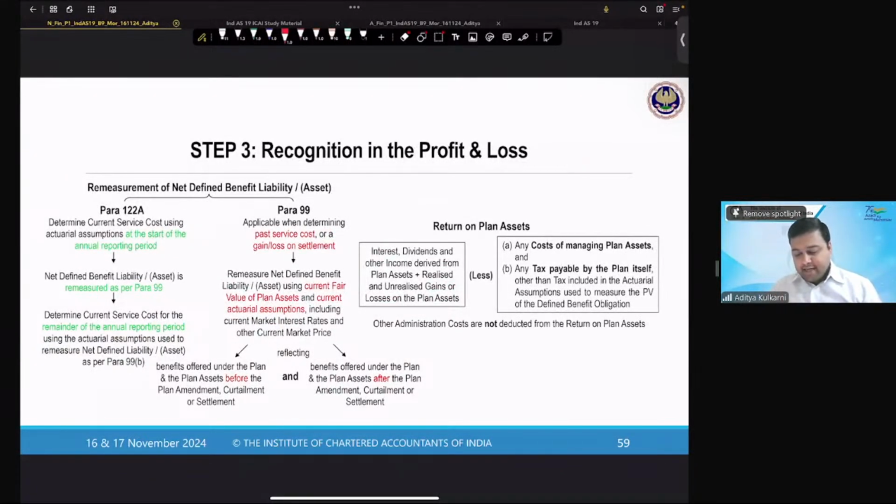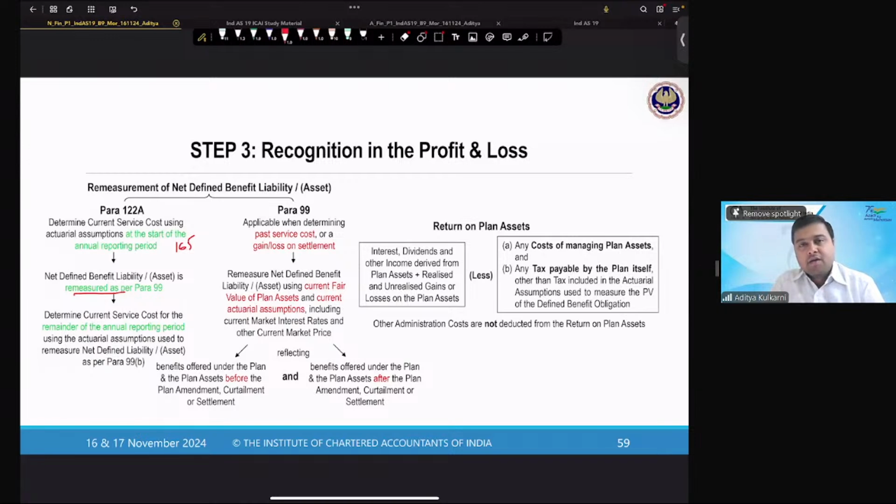Now, remeasurement of net defined benefit liability or asset. What is it? There are two paras which deal with it, you don't have to remember the para numbers, but nonetheless. Determine current service cost using actuarial assumptions at the start of the annual reporting period. In our question, it was how much? 1.65 crore. This was given to me. We did not talk about actuarial assumptions additionally in it. Okay, so 165. Net defined benefit liability or asset is remeasured. Then if that is remeasured, I will determine the current service cost for the remainder of the period.